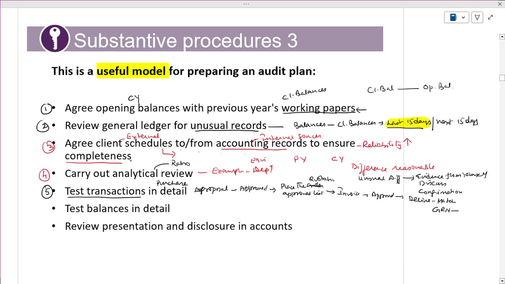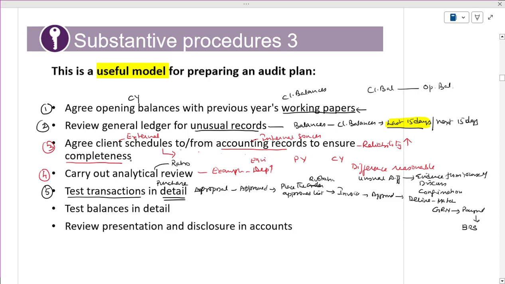Based on the goods received note, you should have the payment process. Once you have the payment process, you should do the reconciliation. You should get an acknowledgement that we have received the amount, then it has to be shown in the bank statement. Then you have to do the bank reconciliation statement. This is nothing but testing transactions in detail.